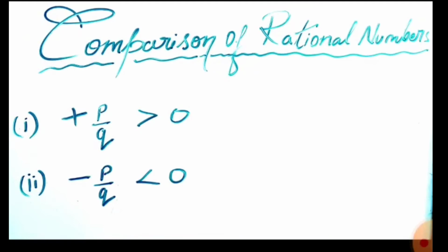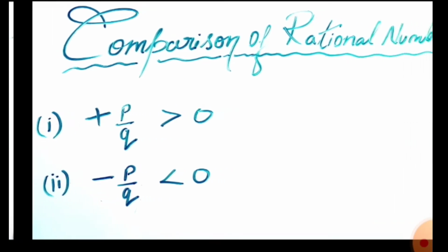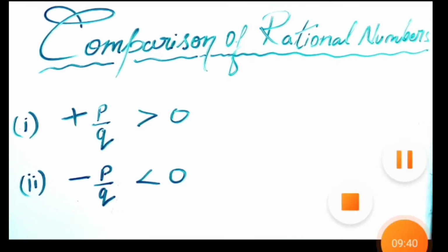Now we need to compare rational numbers, comparison of rational numbers. So if there is any rational number, if it is positive, it means it is greater than 0. Any rational number as 5 by 7, 2 by 9, 100 by 6, any rational number is there. So if it is positive, and for any positive rational number, its value is greater than 0. And for any negative rational number, its value is less than 0.